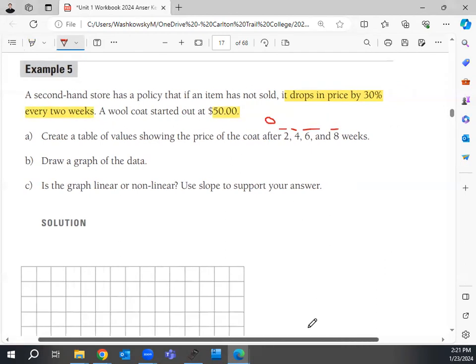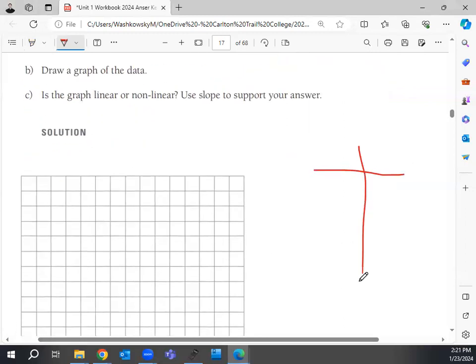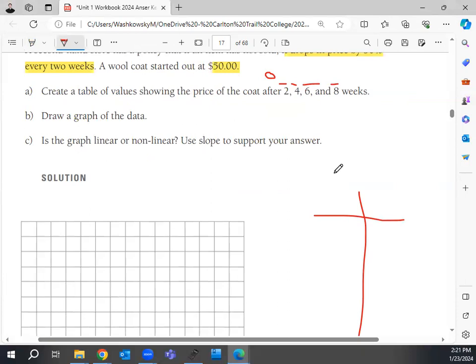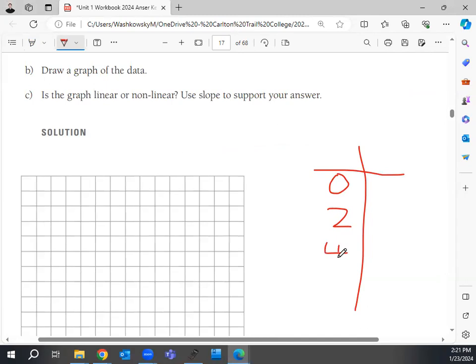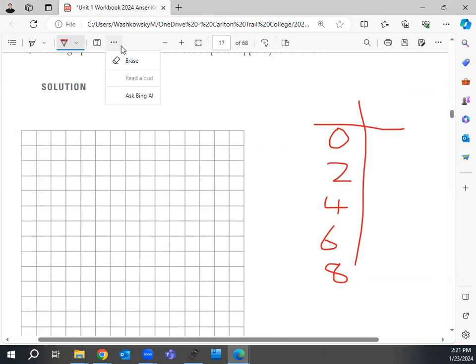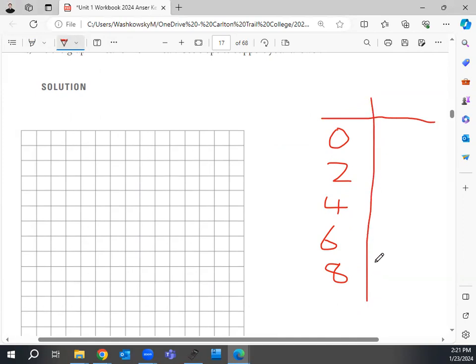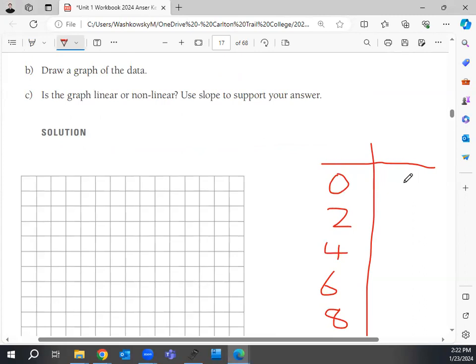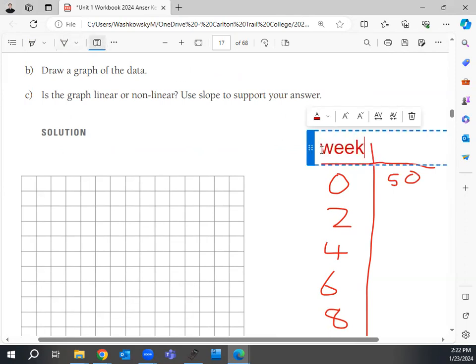So we're going to quickly make ourselves a nice T-chart here. There's not 4 values here because we know what it starts at. We know it's at 0, 2, 4, 6, and 8 weeks. So we're tracking the cost of this fur coat. When it first hits the floor, it costs $50. I have to label this: this is the week, and this is the dollar cost.